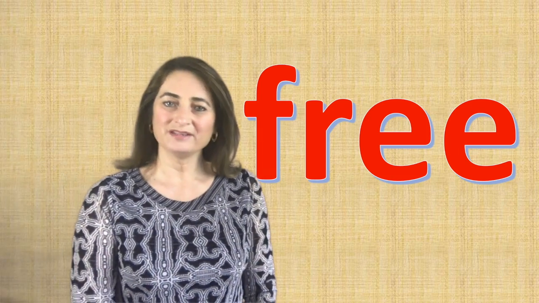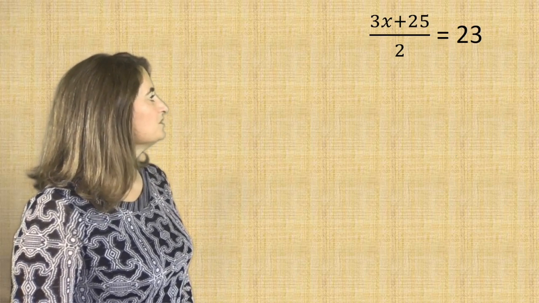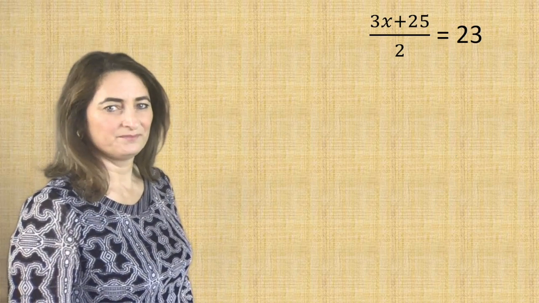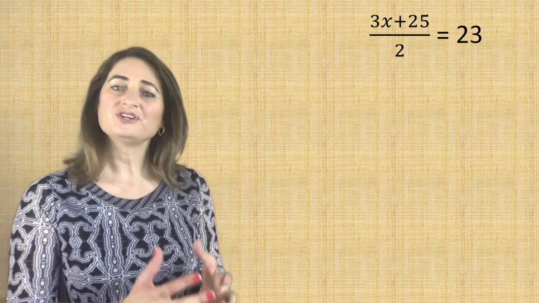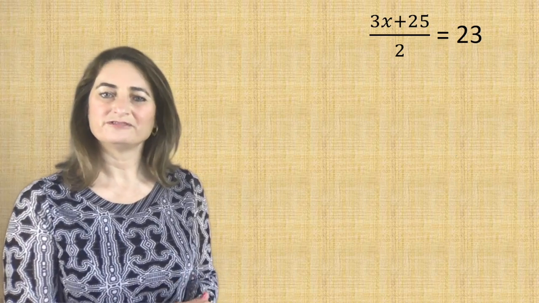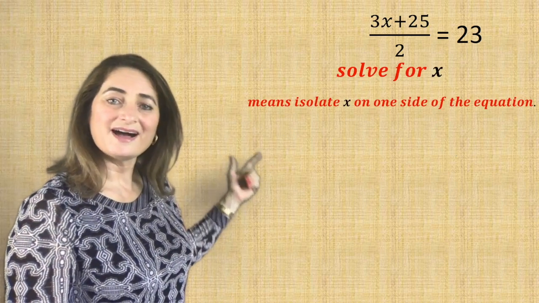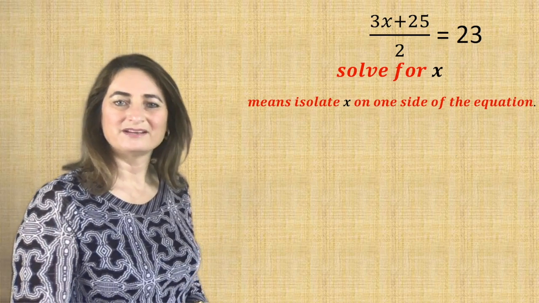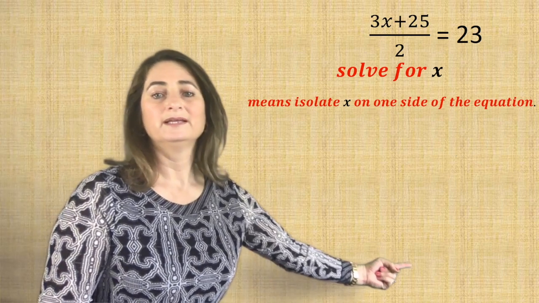So now let's work on this example. 3x plus 25 divided by 2 equals 23. Which term is free? Which number is free that I need to get rid of first to solve for x? Solve for x means isolate x on one side of the equation. So the ultimate goal is to have x equal a number maybe.